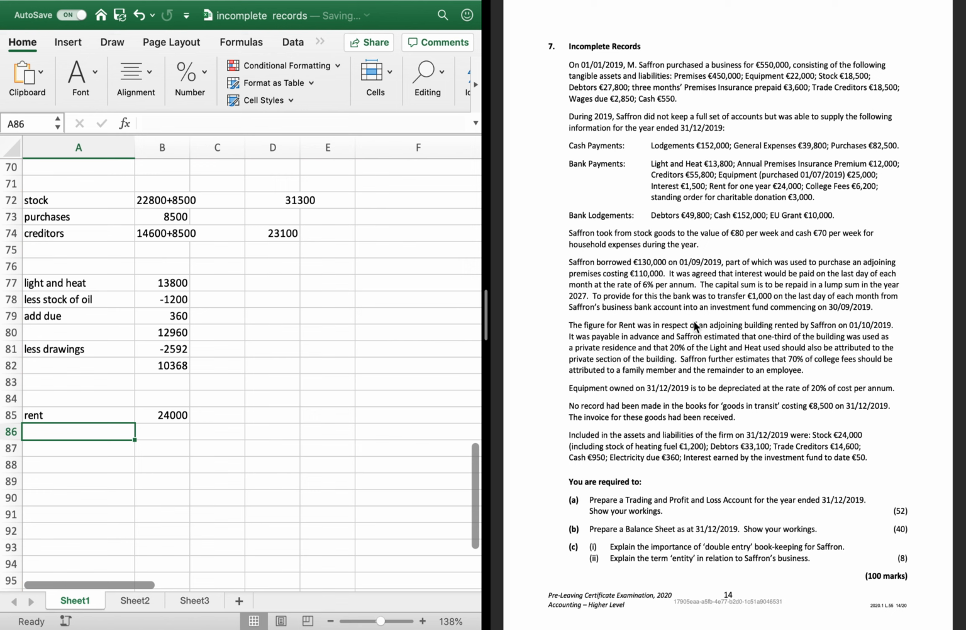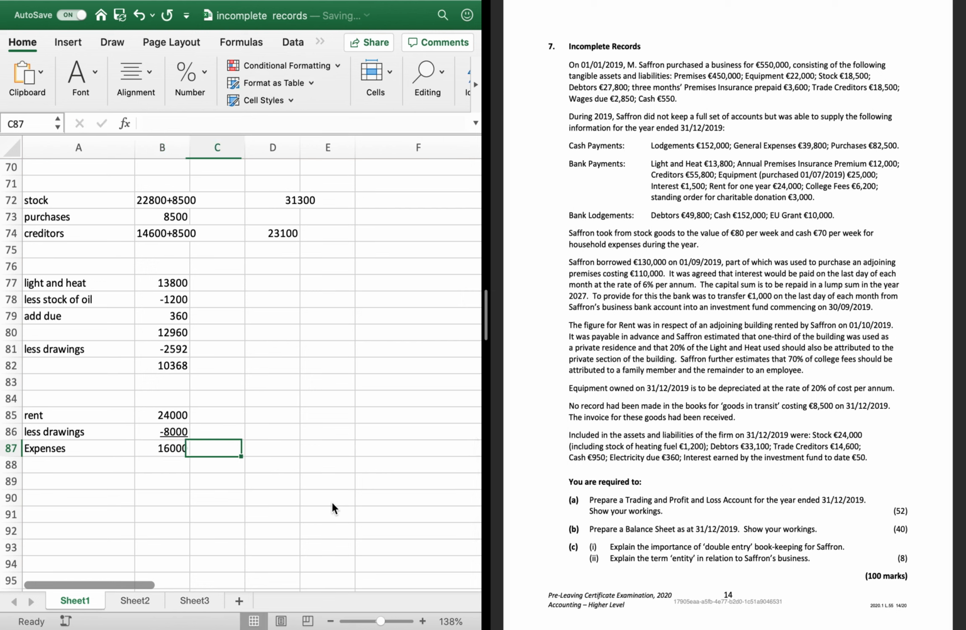But before we do that, we're going to say that this is only done this way. We're going to say that 1/3 of the building is used as a private residence. So of the 24,000 he pays, drawings comes first on this, right? So of the 24,000, 8,000 is for the private residence. So that means his business expense is 16,000.